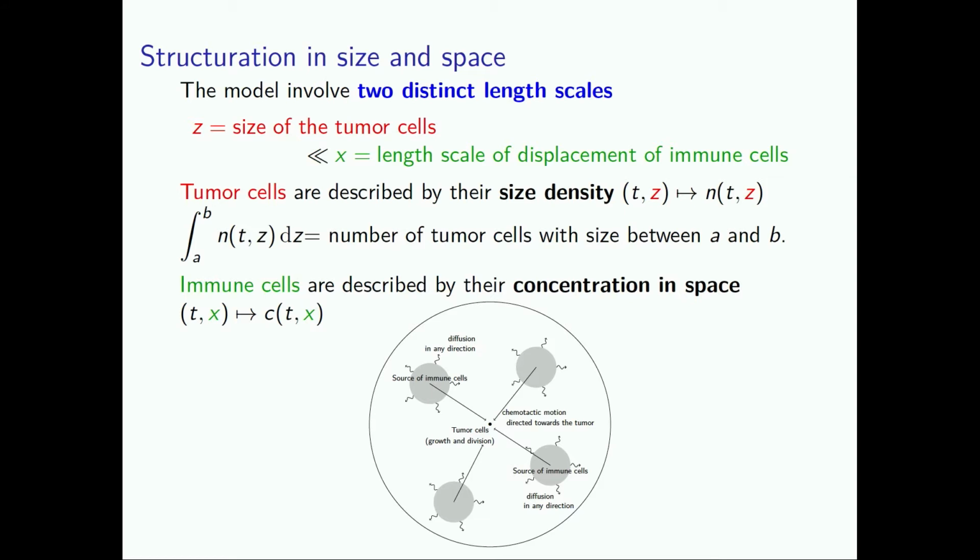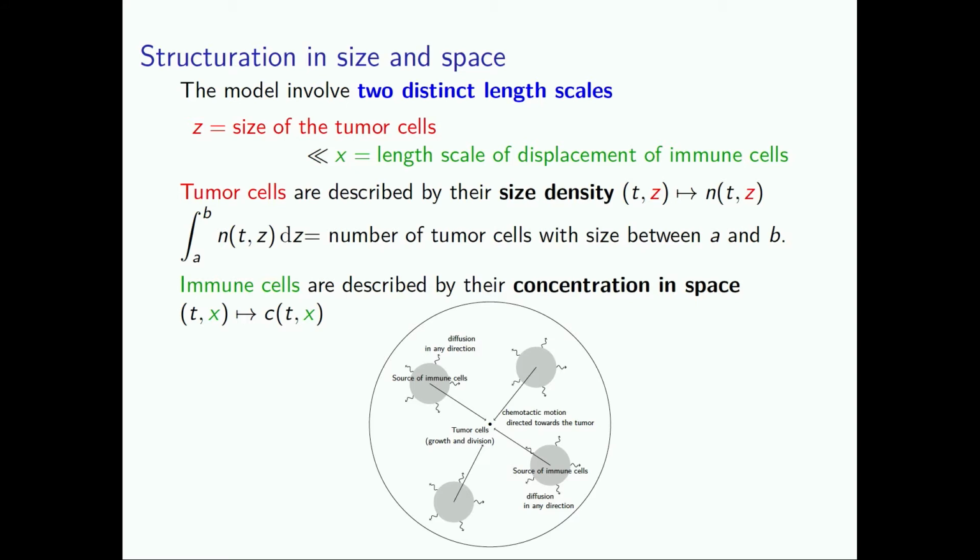It's the tumor cells. And the tumor cells are changing their size by natural growth and by cell division. So we have a variable which identifies the size of the tumor cells. This is variable z. And this variable z is distinct from the space variable, which is the variable x, because we assume in this modeling that the size of the tumor cells is infinitely small compared to the length scale of the displacement of the immune cells. This is why we have two length scales, which are distinct.